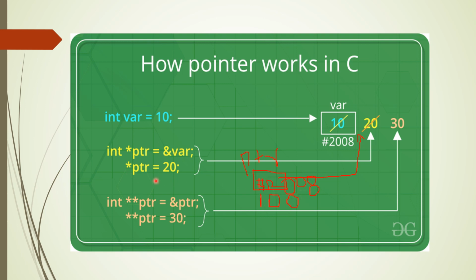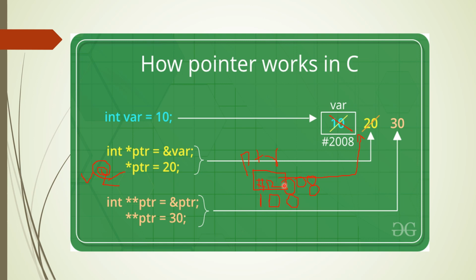If I say star ptr, one thing you should keep in mind is that star means value at. So simply ptr means it is #2008. Star ptr means value at #2008. What is the value at #2008? It is 10. That value 10 is removed, and 20 is stored in the variable var.